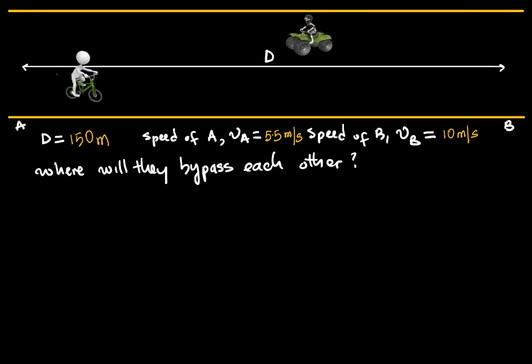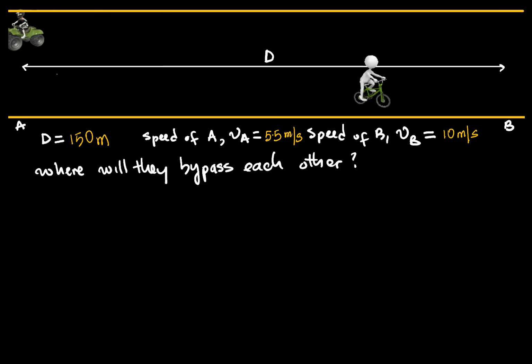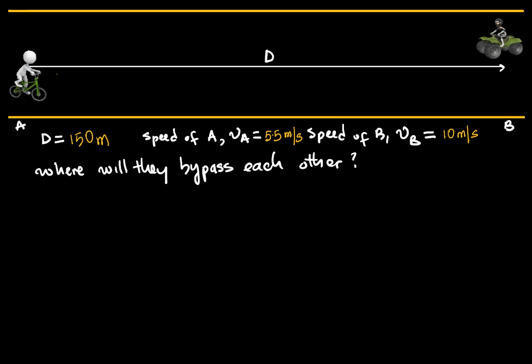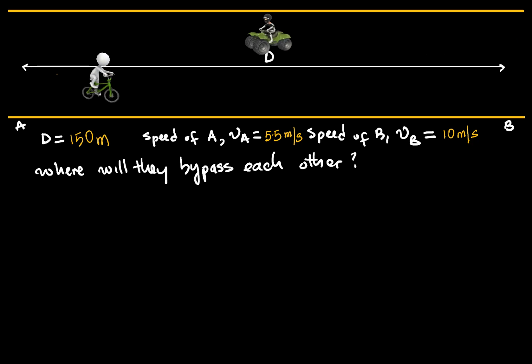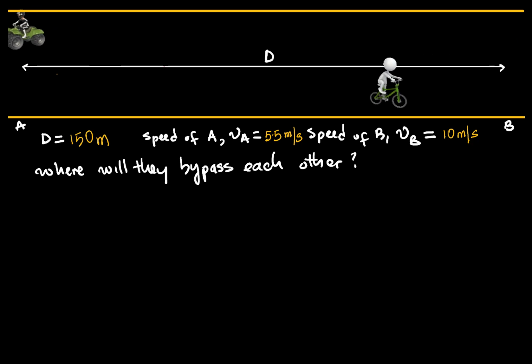They start moving at the same time. So the question would be, where will they bypass each other? Now, if we play back the video again and watch, they bypass each other around here. That's where they bypass each other.